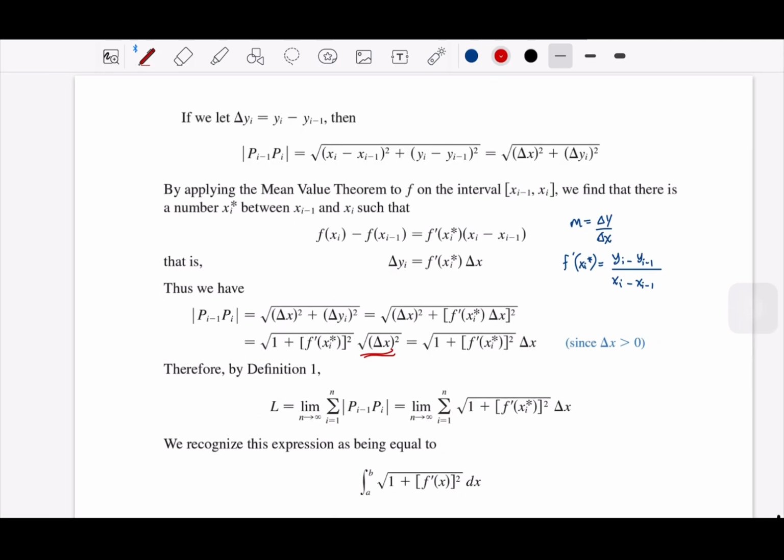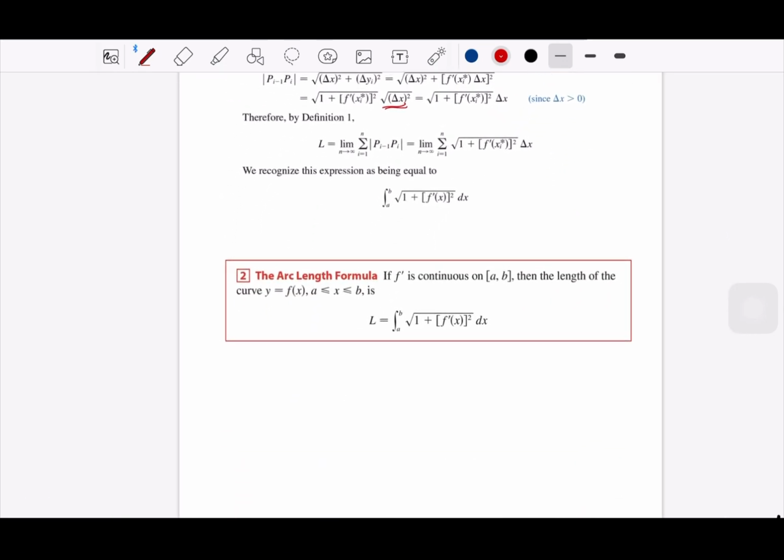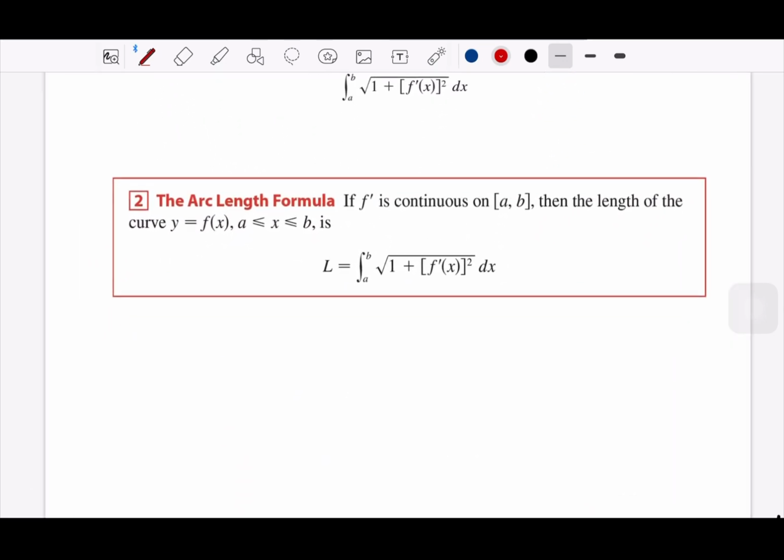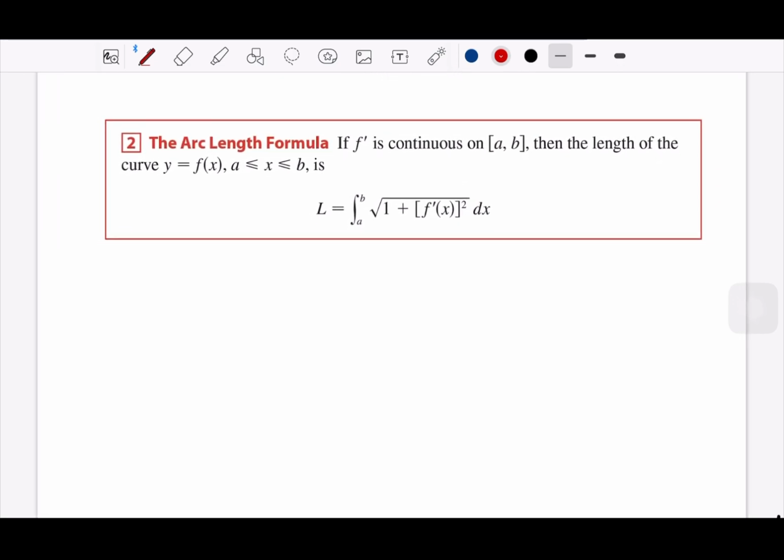Now, yeah, we can simplify it. This is the conclusion. And you need to emphasize that the function needs to be continuous, and the f prime also needs to be continuous. If not continuous, you cannot really measure the length.